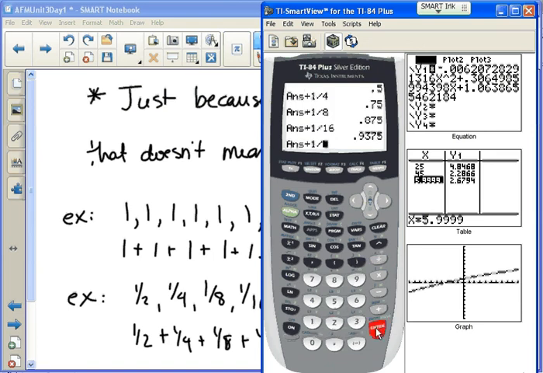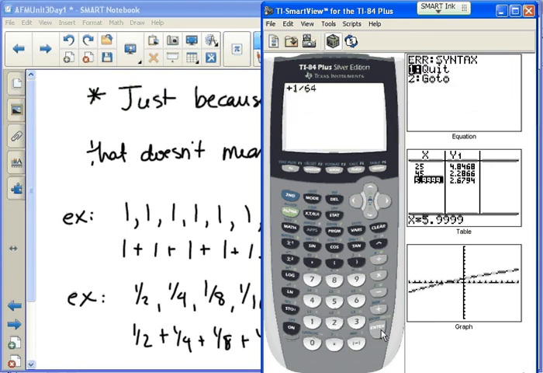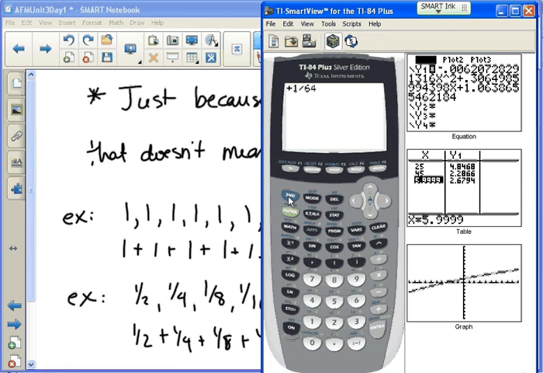plus 1/64. Let's see what I did here. There we go. Plus 1/128. Plus 1/256. Plus 1/512. Okay, I think you get the point.